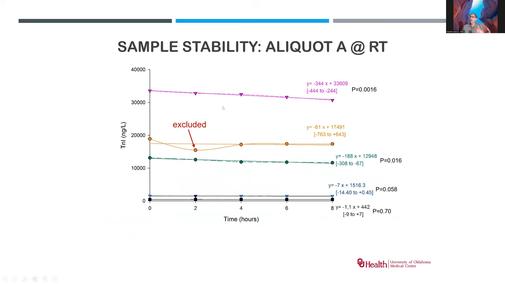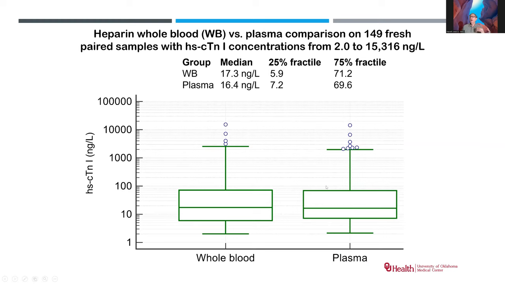And here we can see what happened with samples at room temperature over time. There's some variability, not a whole lot, but there's just a slight negative slope to some of these at different levels. So that may also be an important piece. You may also want to validate compared to the sample type. So whole blood versus plasma, these sorts of things can also be subject to analytical validation.